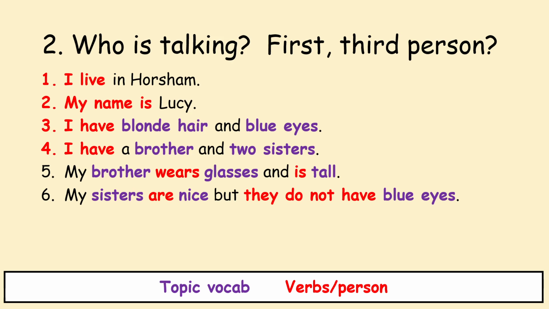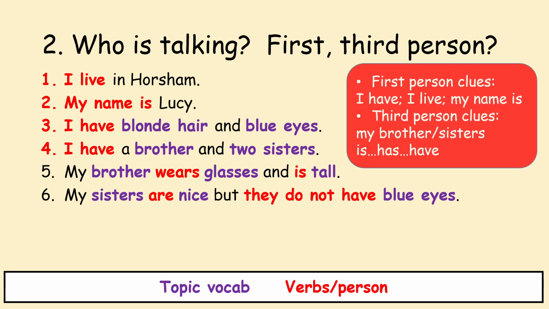And the verbs that we've got in 5 and 6 are slightly different. They're the third person because we're talking about my brother and my sisters. So my brother wears and my sisters are. And then a bit later on we're saying the brother is tall and that the sisters do not have blue eyes. Important to highlight that whole phrase because it is negative. Excellent, guys. So make sure you've got this, and let's move on.